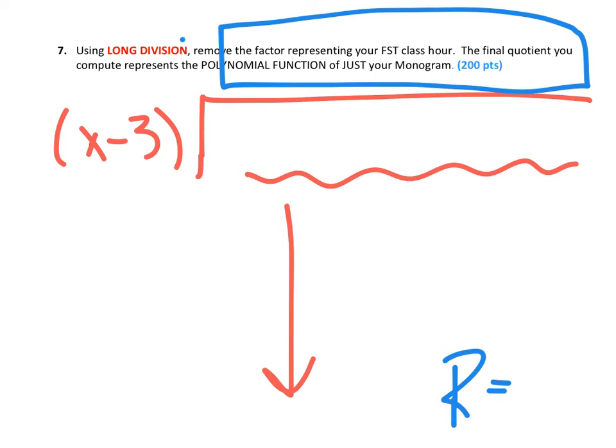Now, once you do that, your final quotient here is going to be the official polynomial that represents just your unique monogram of your 3 letters. Do you care about that? I don't know. Is it kind of interesting? Maybe. Will you ever use this in real life? Probably not, but it's kind of fun just to do a little something different besides a standard math test.